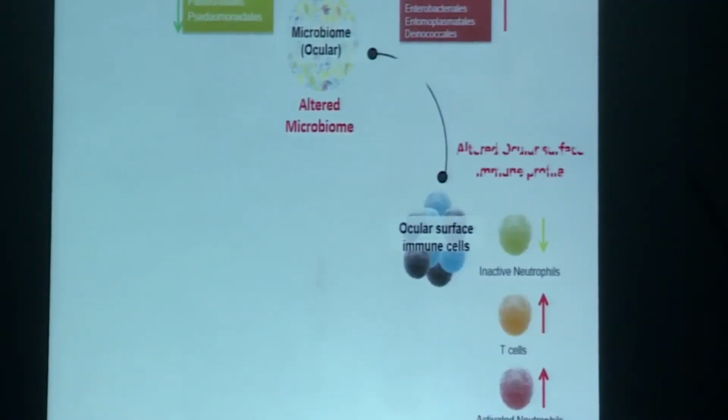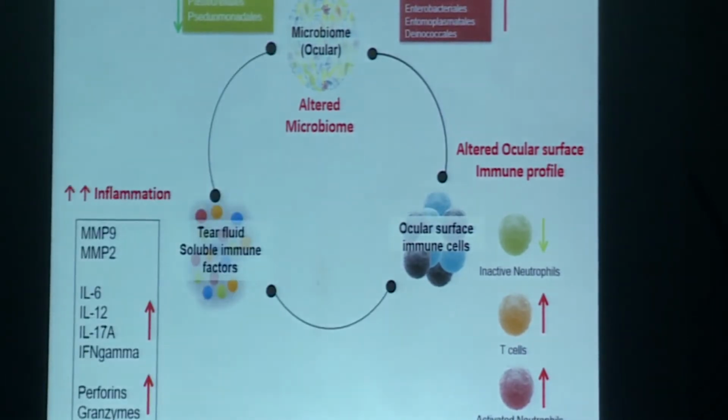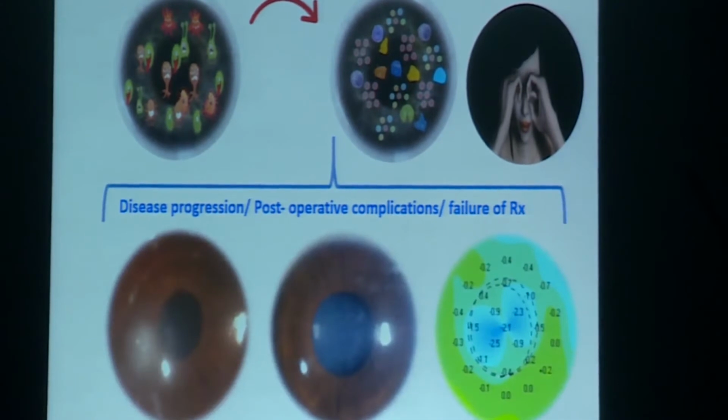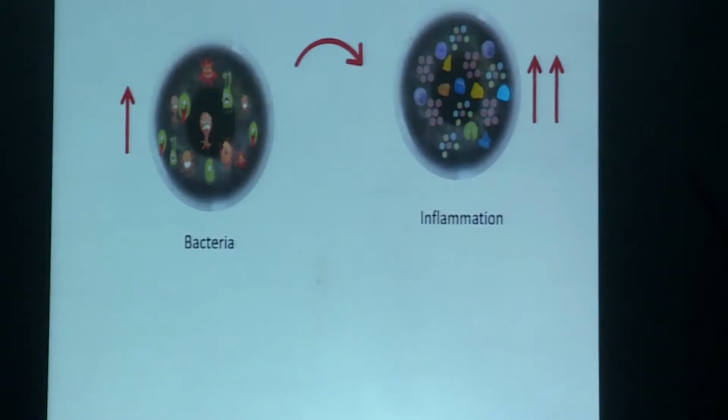Thus, altered microbiome can lead to altered ocular surface immune profile, which in turn can lead to increased inflammation on the surface, which drives the disease. But how does this disease impact clinically? It can lead to disease progression where we have not operated the patients. If we operate with cross-linking, post-operative complications like infiltrate and haze, and also failure of treatment of cross-linking can happen.